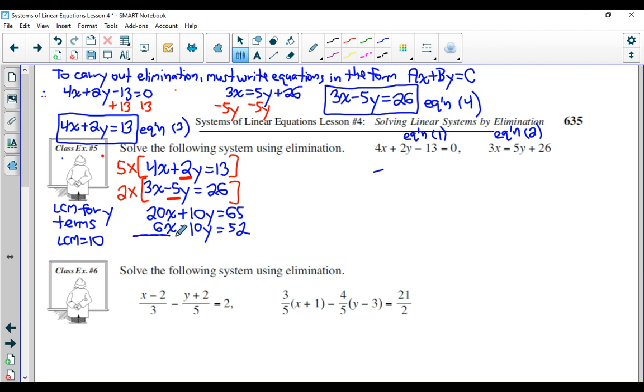Okay, now, what do you do to get rid of the y's? Add or subtract? Add them because the coefficients are opposite integers. Okay, so this would turn into 20x and 6x would be 26x plus 0 is equal to 65 and 52, I think is going to be 107. Well, let's just double check that. 65, 52, 117, my bad. Okay, 117.